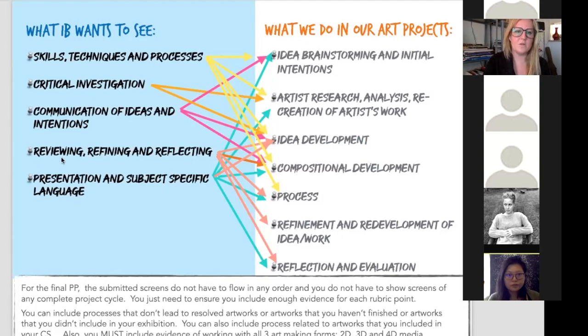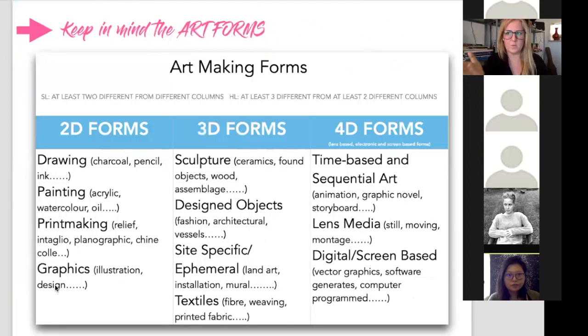So it's really hard if you organize your process portfolio within this criteria. So I usually organize my students' process portfolio with this criteria, because I know if the students include all of this, then they're going to hit what is required by IB in numerous ways. So it kind of gives them a little bit more information than trying to fit it into what IB is looking for. And just to keep in mind the art forms.